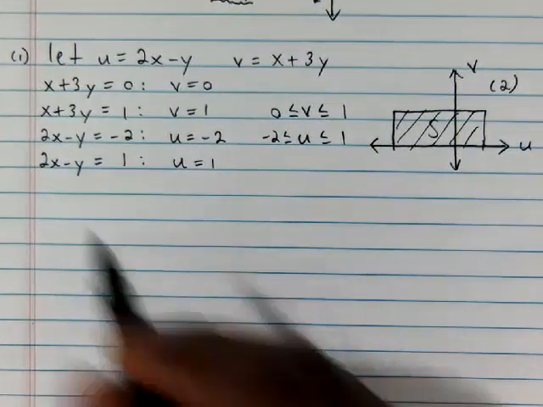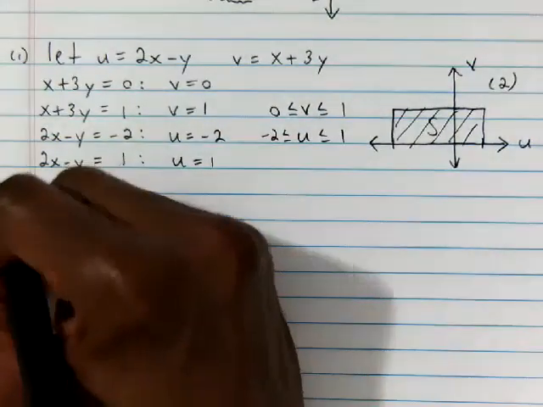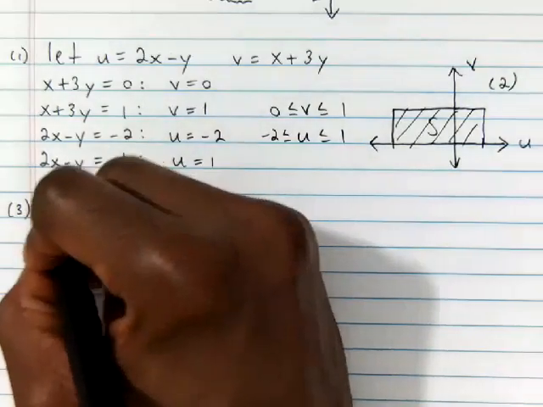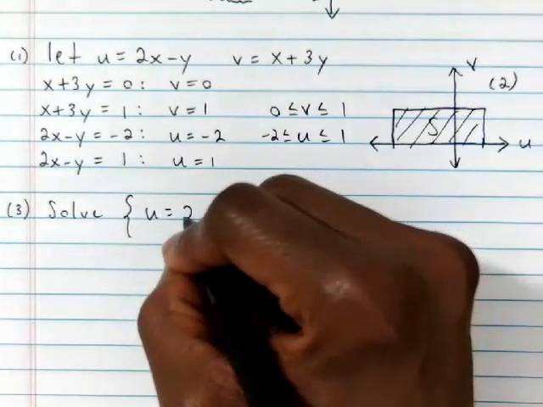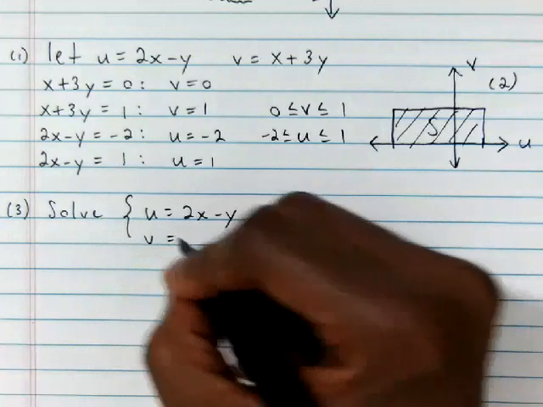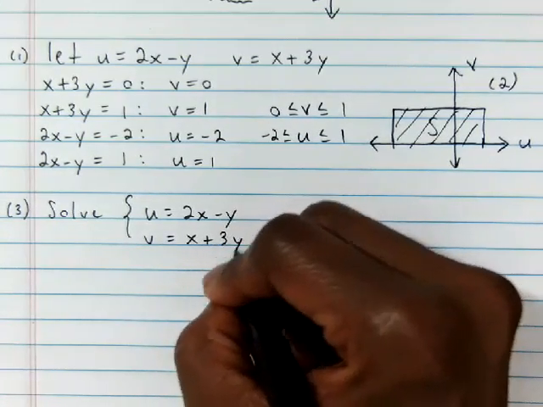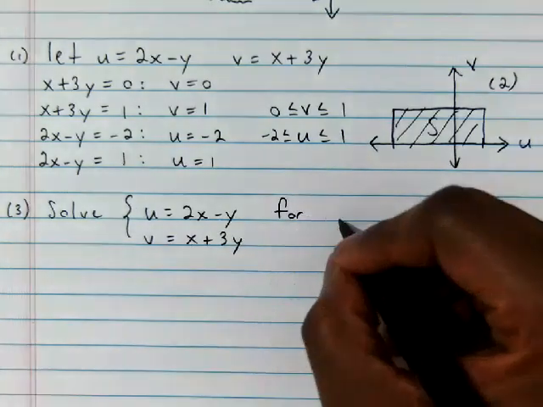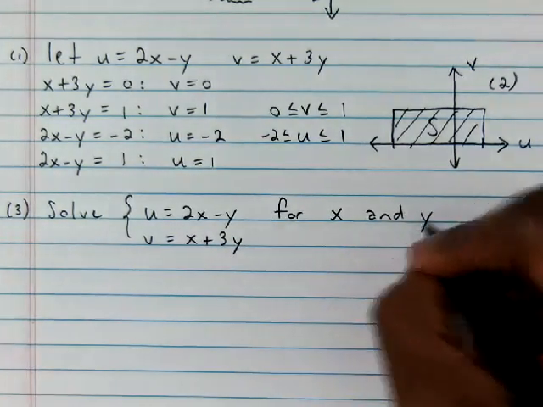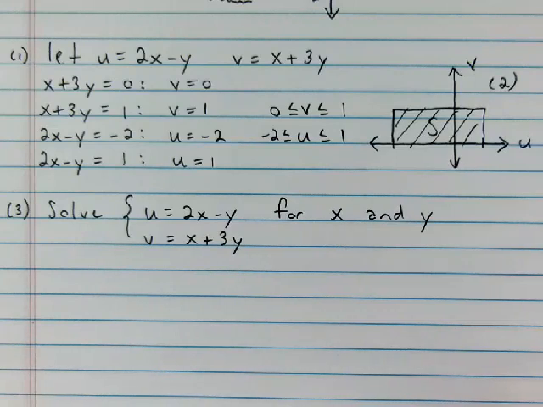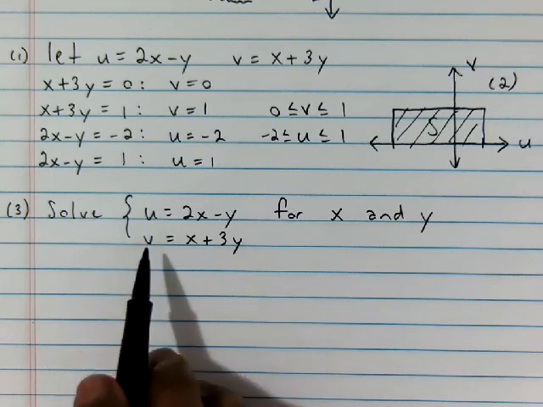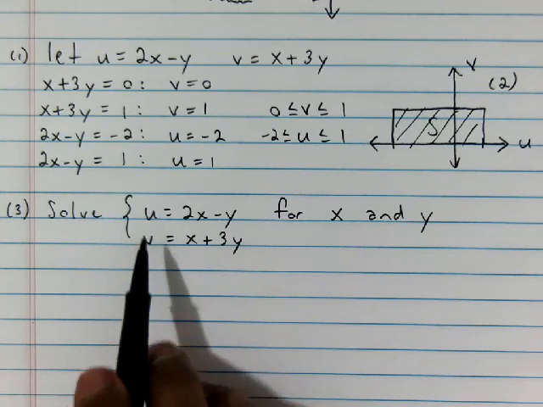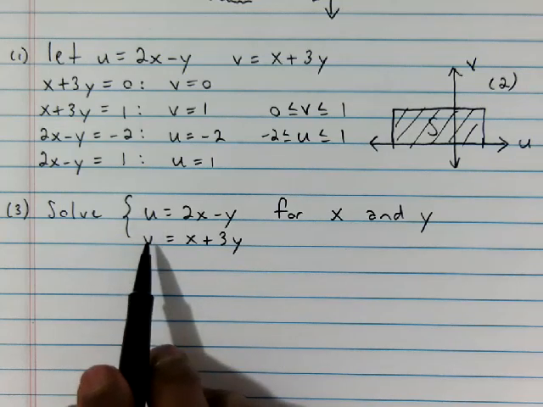All right, so step 3 is we're going to solve the system u equals 2x minus y, v equals x plus 3y for x and y. And don't let this system concern you in solving for x and y, given the fact that there are u and v in there. That tends to be the sticking point for people. But u and v are just like any other constants, and you can treat them as such when you go through to solve this system.